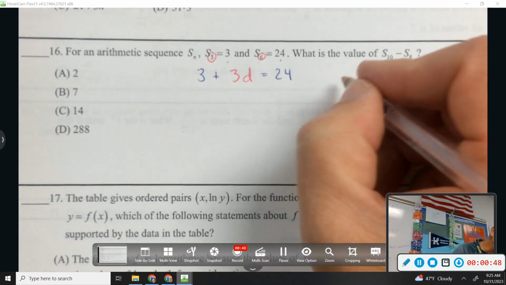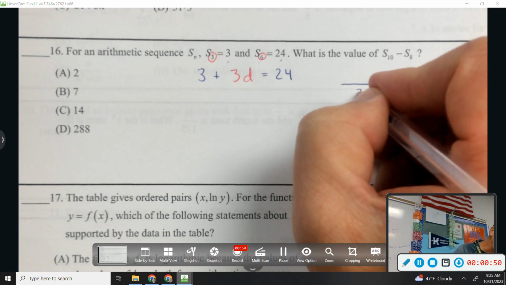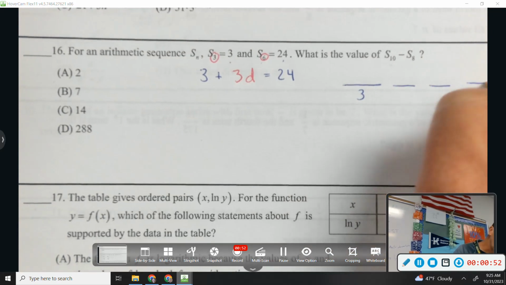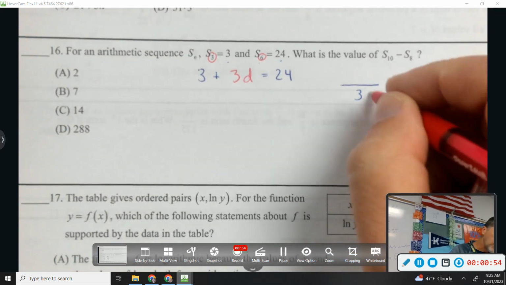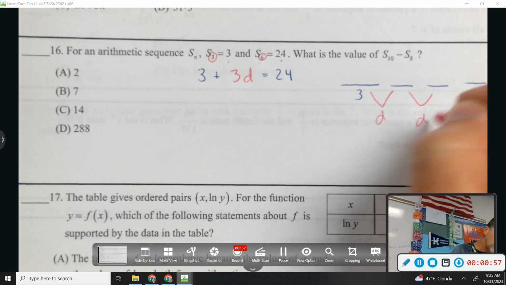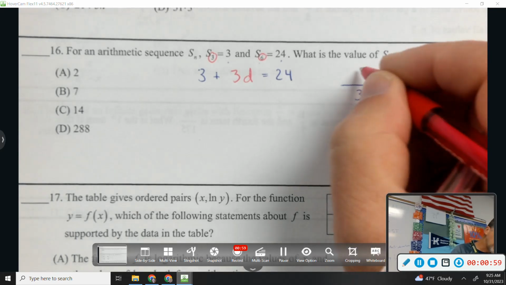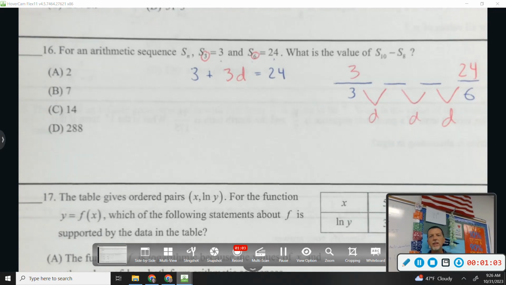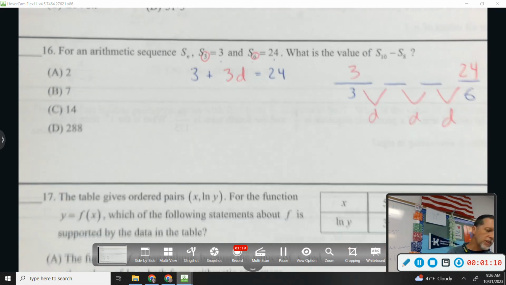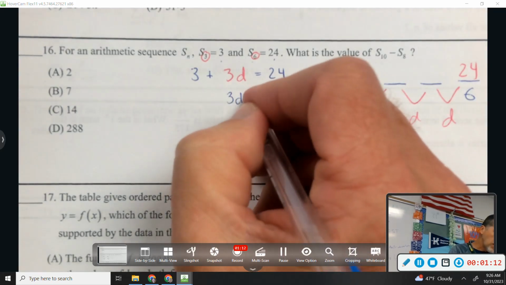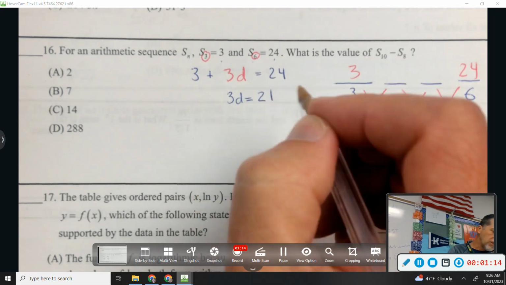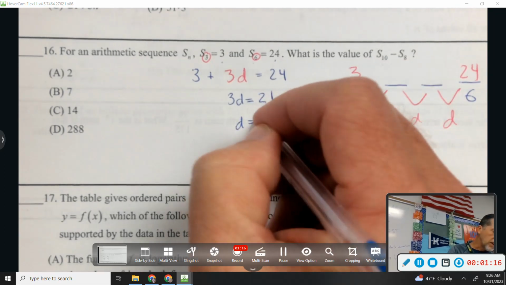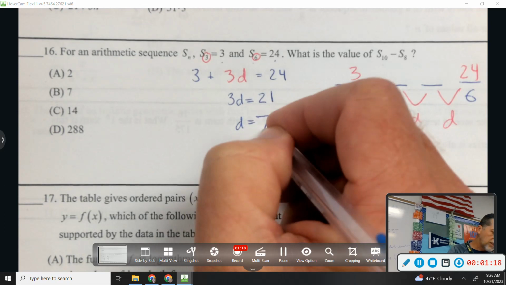If you're really stuck, it's okay to write it out. So here's the third term, fourth term, fifth term, sixth term. So 1, 2, 3 steps. That's a little overkill, but if you need to, do it. So 3 plus 3 differences lands us at 24. So 3 differences is 21. So the common difference is 7.